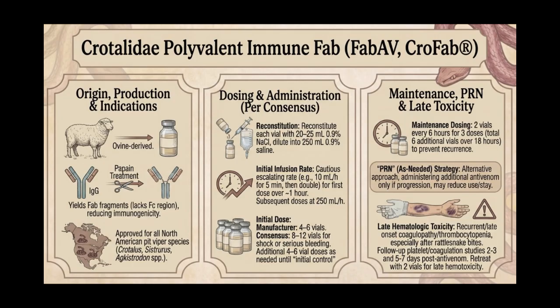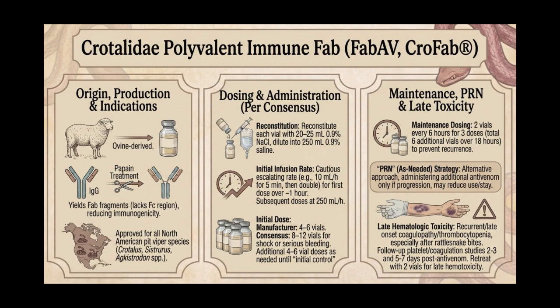Currently, there are 2 antivenoms approved by the Food and Drug Administration for the treatment of envenomation caused by North American pit vipers. One of these is called Crotalidae Polyvalent Immune Fab, marketed under the name CroFab. This particular antivenom is derived from sheep.